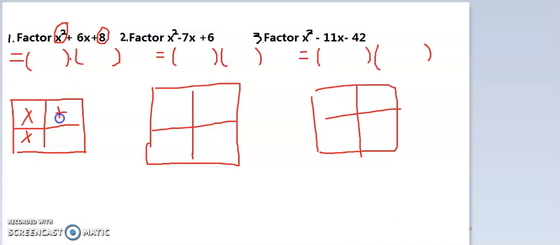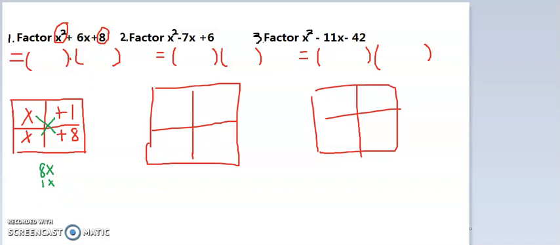Suppose I tried positive 1 times positive 8, and let's see if it works. How do we know whether it works? We are going to cross multiply and combine. If we cross multiply, we can see 8 times x, that's positive 8x. And we do x times 1, that gives us positive 1x. Combining them gives us positive 9x. Apparently, it does not match the one in the middle, 6x. So that tells us this try doesn't work.